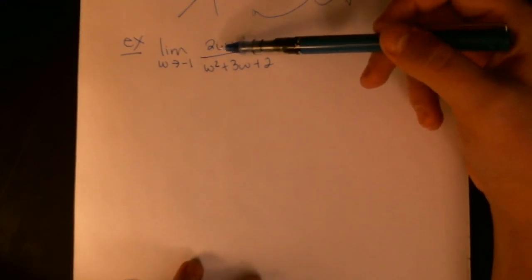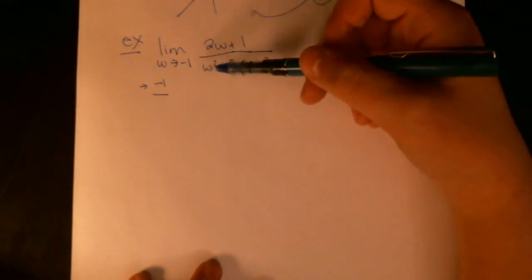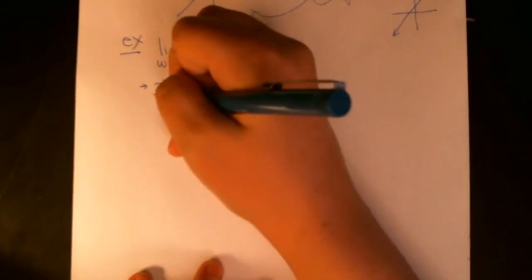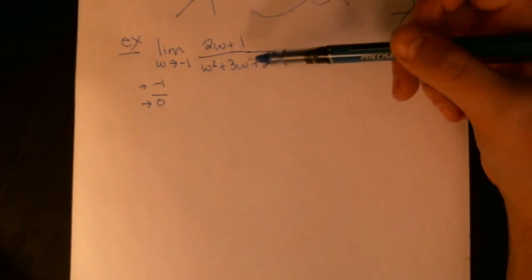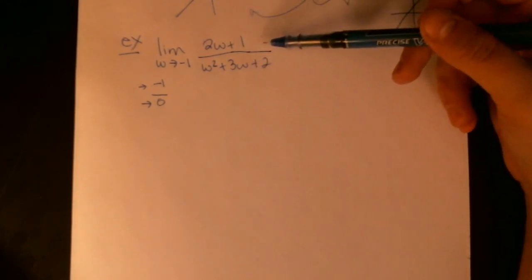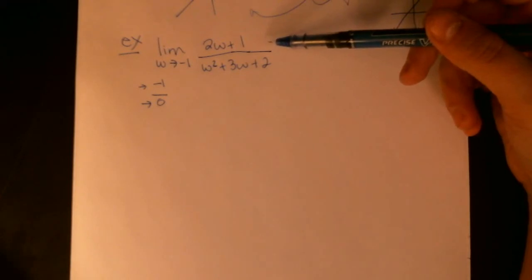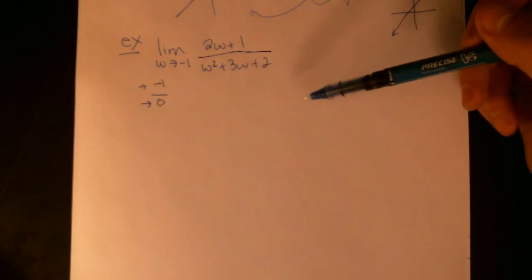-1. So on the top, if w is really near -1, then this is really near -2 plus 1, which is -1. So the top is getting really close to -1, whereas the bottom is getting really close to 1 minus 3 plus 2, which is 0. So there's definitely discontinuity, but because the top is not also 0, I would not expect this to be removable. I don't think I can use algebra to cancel out a factor. What's really happening here appears to be the asymptotic behavior.